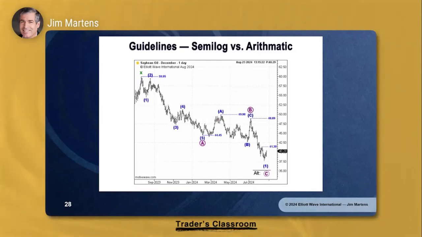But when we consider the guideline of the right look, I do like when corrections 2 and 4 of the same degree unfold over a similar duration. It doesn't have to be exact, just ballpark, just eyeball. And when it does, it satisfies the guideline of the right look.